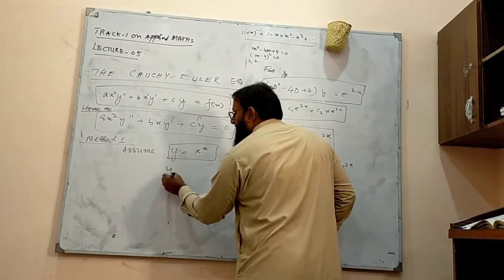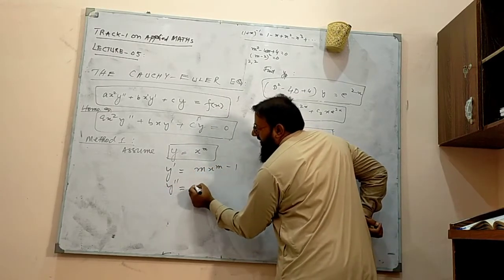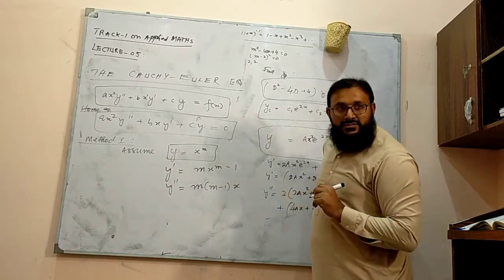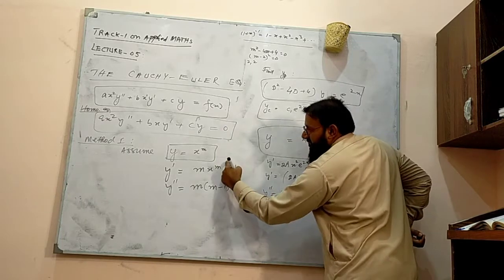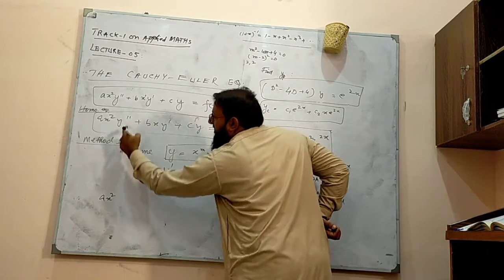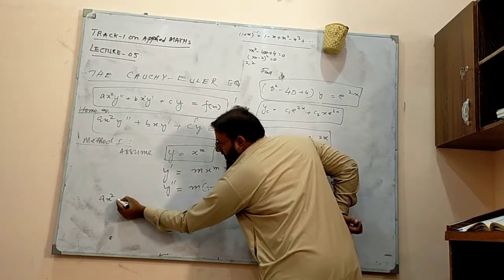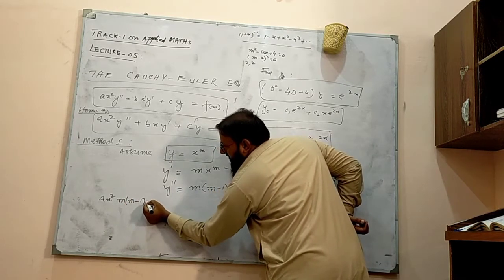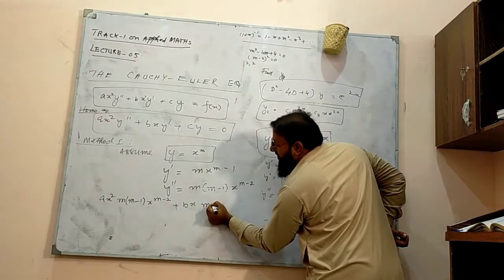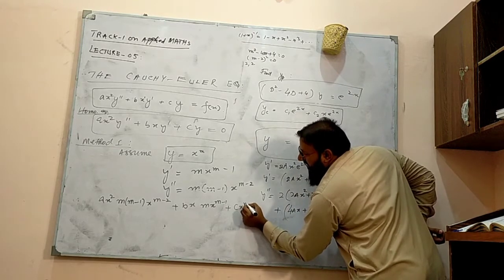What's going to be y prime? m x power m minus 1. What's y double prime? m into m minus 1, not m square, m times m minus 1, x power m minus 2. Multiply, power down, and substitute in this one: a x square times y double prime, that is m into m minus 1 and x power m minus 2, plus b x times y prime, which is m x power m minus 1, plus c y, which is x power m, equals 0.